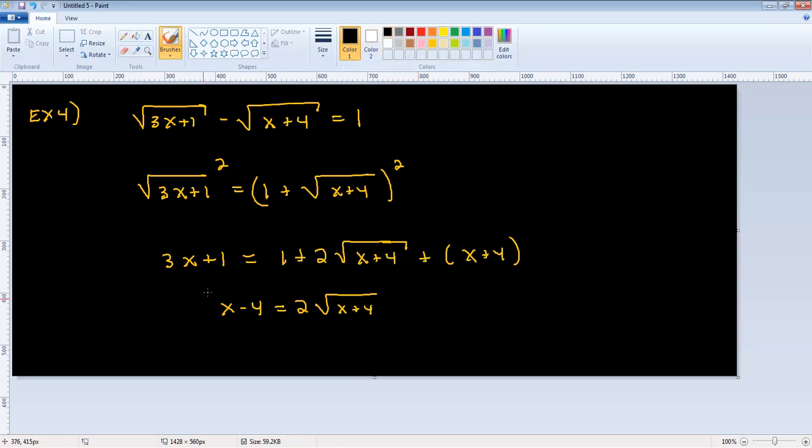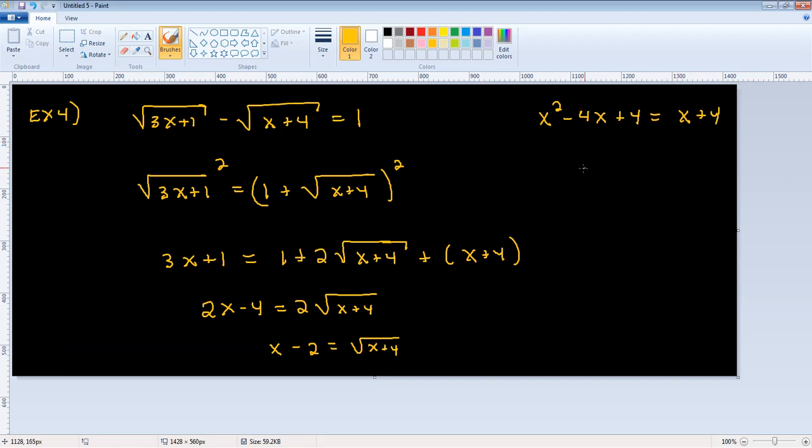There's a lot of work involved in this one. So we can reduce all of this by just saying x minus 2 is equal to the square root of x plus 4. And then we can square both sides again. That's going to give us x squared minus 4x plus 4, and that equals x plus 4.